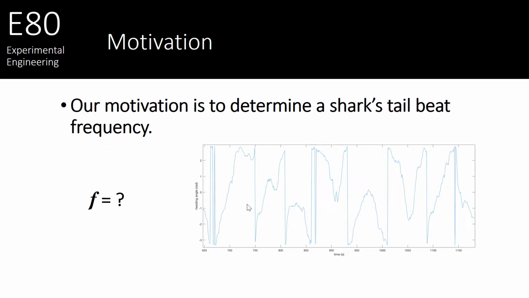This is what that data looks like. As a function of time, the shark's head, its heading angle, goes back and forth. And you can see there's definitely some periodic motion going on there. That's what we're trying to find, f, the frequency of the shark's head going back and forth. But how are we going to extract it from this particular data set?